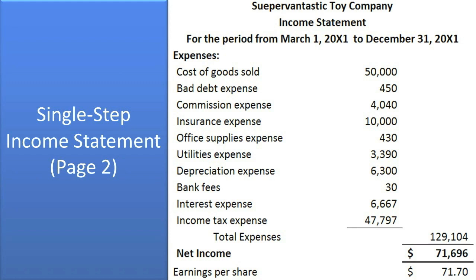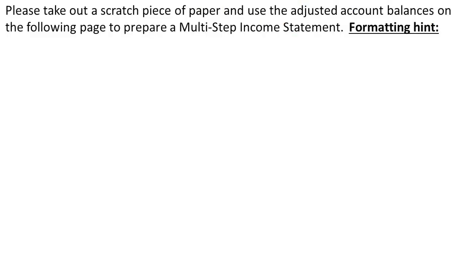Let's move on to the multi-step income statement. An alternative format of the income statement is called the multi-step income statement. You can use either one, but the one you would normally expect to see out in industry would be the multi-step income statement. Please take out a scratch piece of paper and use the adjusted account balances on the following page to prepare a multi-step income statement.